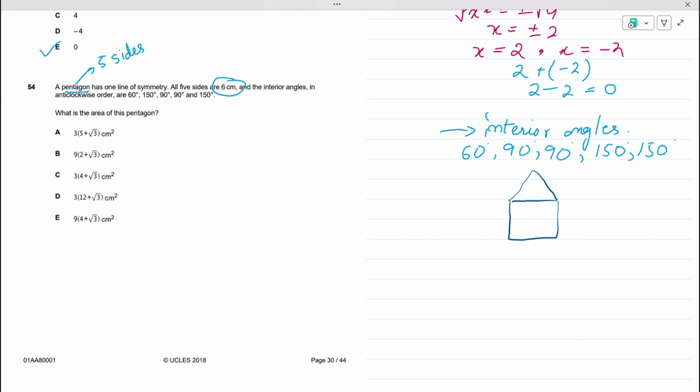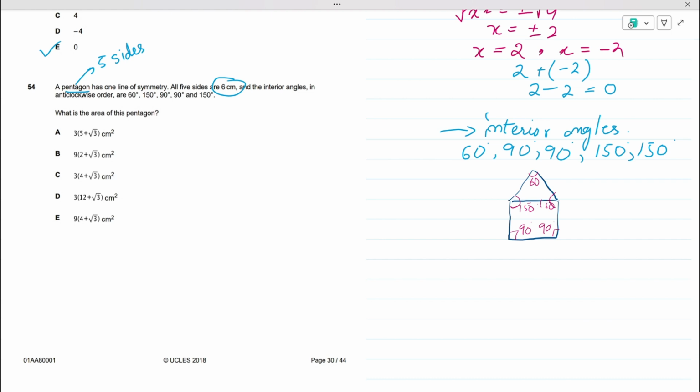For plugging in all the angles, this can be the 60 angle, right? There are two 150 angles, so this can be a 150 angle, and this can also be a 150 angle, right? And there are two 90 angles, which means right angles. So here it is, and here it is. Now we are sure that we have supposed the perfect figure that we wanted, right?